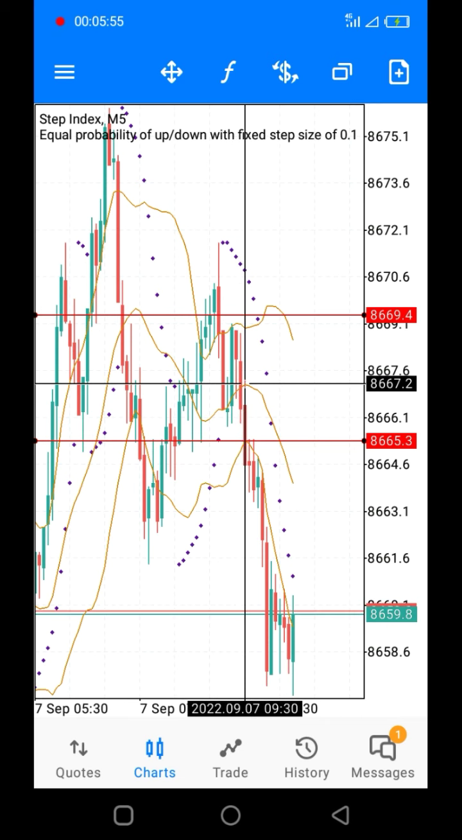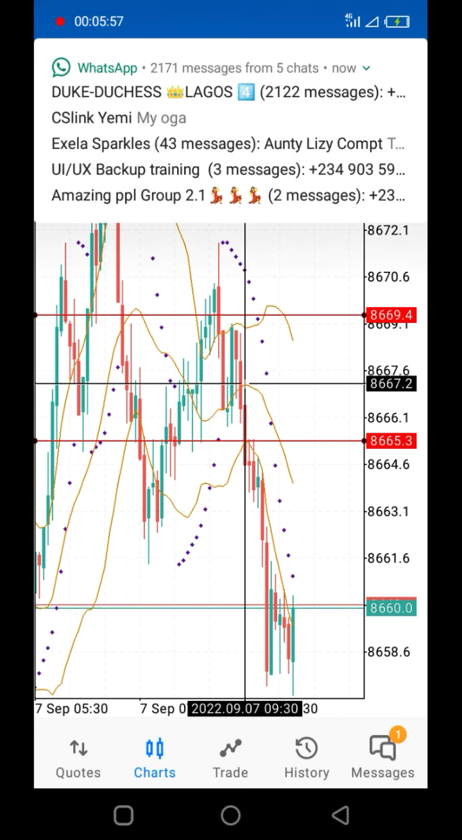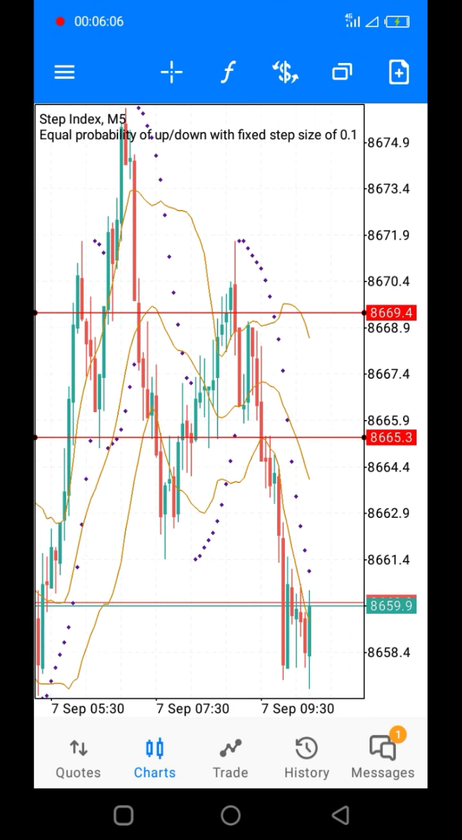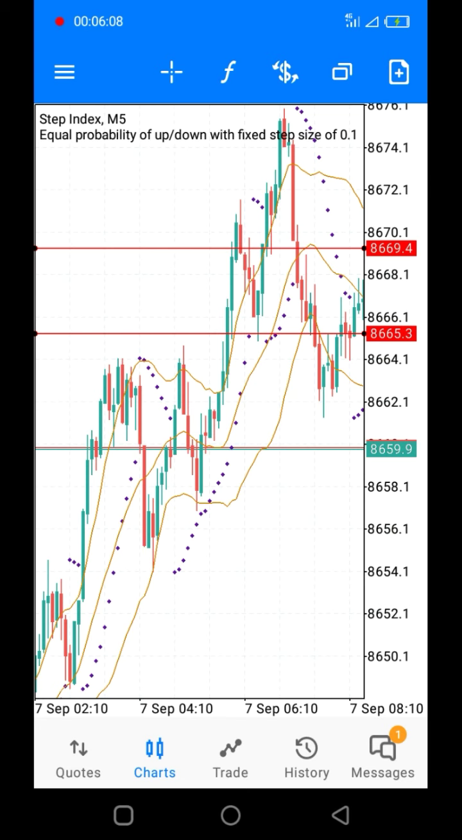Based on what you have as your equity. Your equity can always guide you. So that's it. That's how to use the Bollinger Band for exit. Let us check more examples.